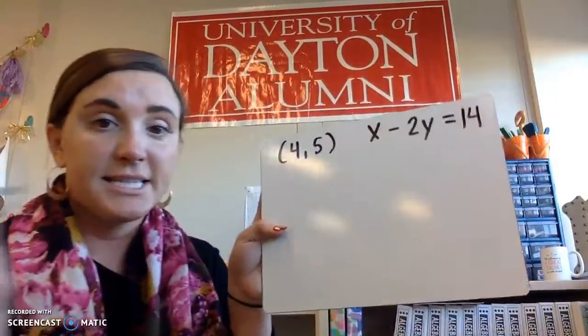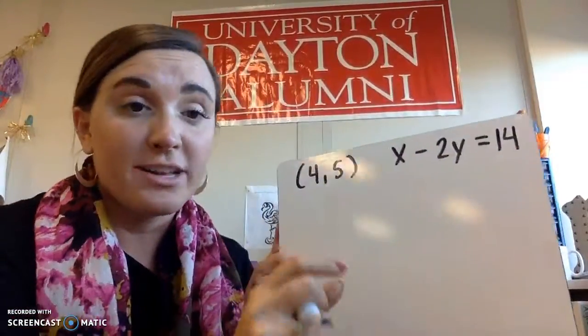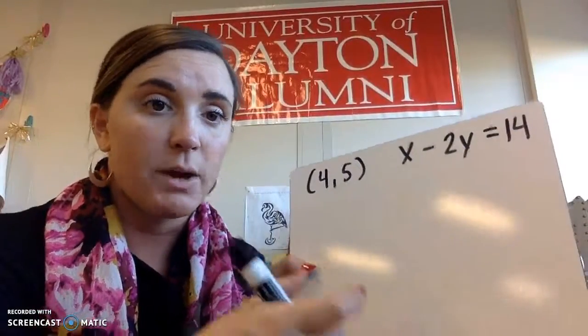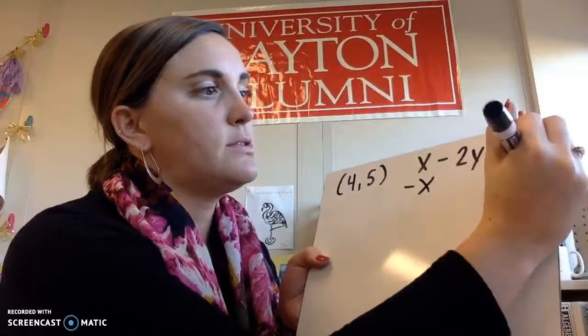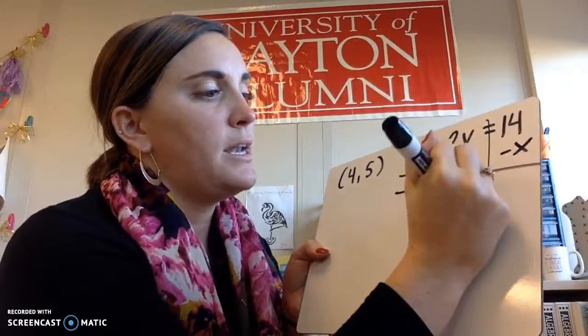Beautiful. Moving on to 7 and 8, where we're going to have to do some extra work beforehand with rearranging. So the point for number 7 is 4, 5, and the equation is x minus 2y equals 14. It's in standard form. I cannot look at that and figure out what the slope is, so that's why we rearrange it into slope-intercept. So subtract x on each side.